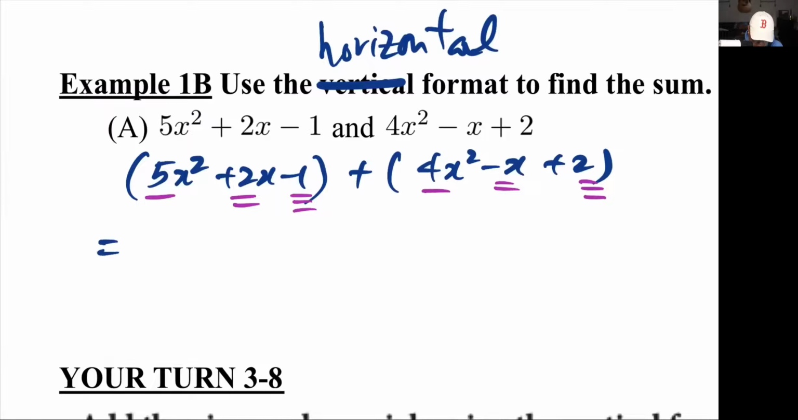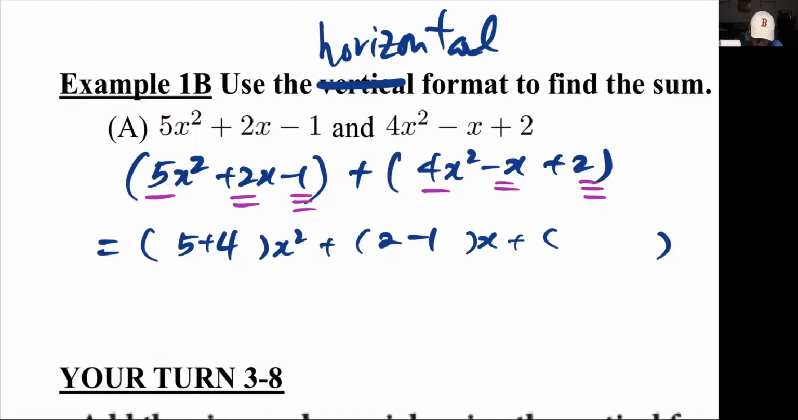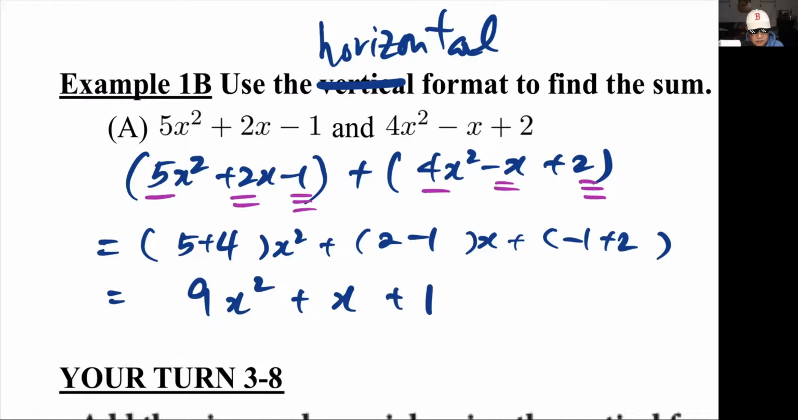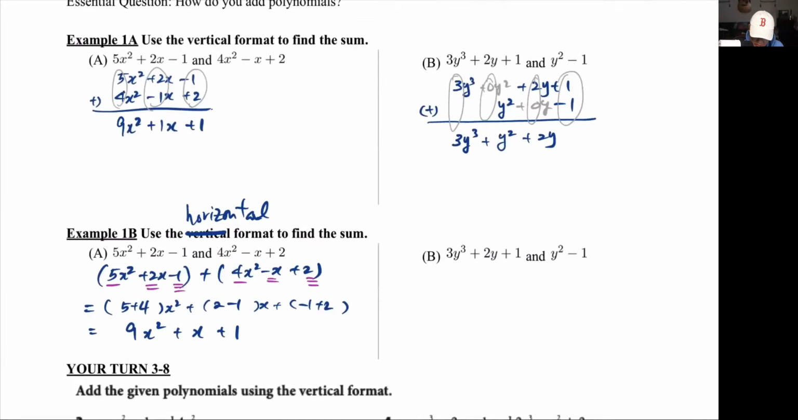So in your mind, we're adding a bunch of x squares, a bunch of x's, and a bunch of constants. So what are the x squares? That's 5 and a 4. What are my x's? That's 2 and the -1. And that's -1 plus 2, isn't it? Right. Remember, I do that in the order which I'm going to do. 1 underline, 2 underline, 3 underlines, right? And when you combine them, this comes out to 9x squared plus 1x, or just x plus 1. All right. Here we go.